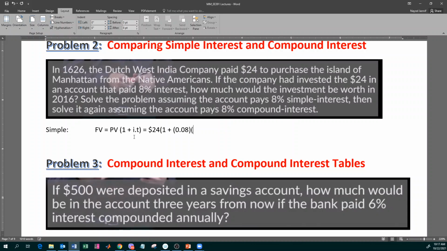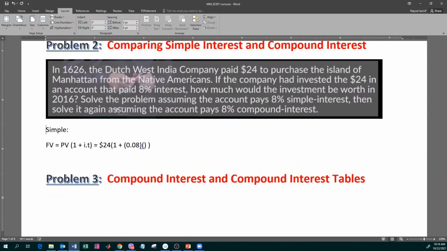times... Can somebody do the calculation of 2016 minus 1626? This is the time frame. What do we get, guys? How many years? Come on, guys. I need you guys to have your calculator. Don't waste my time. Yes, 390 years, right? Yeah, 390 years. Thank you.